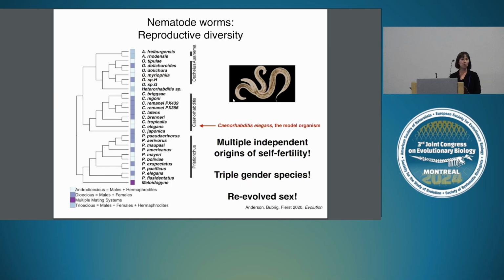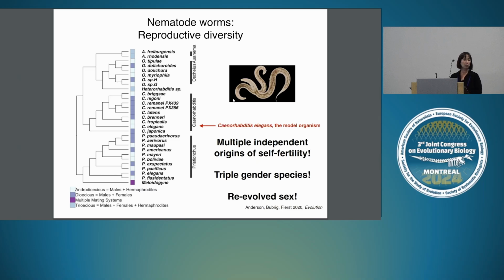And so the nematodes that we work on, I'm particularly interested in because of the reproductive diversity. And so we work on Caenorhabditis. C. elegans is the model nematode, a lot of people know. It's actually an androdioecious species where there are self-fertile hermaphrodites and males in the population.